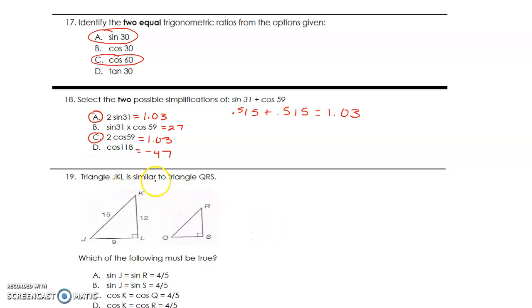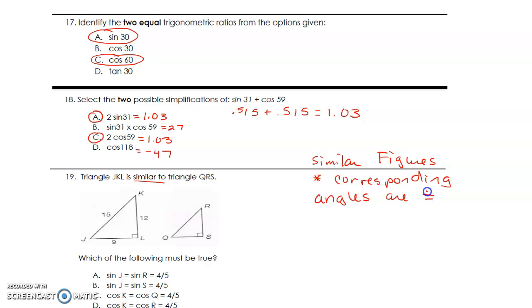Now, triangle JKL is similar to triangle QRS. We need to think about this, similar figures. This is very important with your trig ratios. With similar figures, we know our corresponding angles are congruent, meaning they are equal in measure. So angle J is congruent to angle Q. J and Q are in the same positions with the mapping. K is in the same position as R, so angle K and angle R are congruent. And then L and S, and those are marked by 90-degree angles.